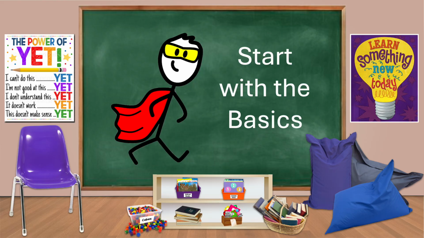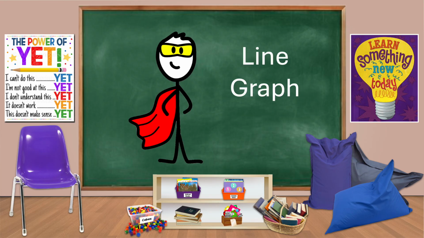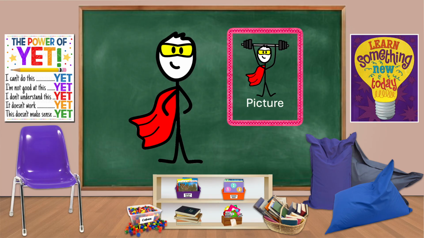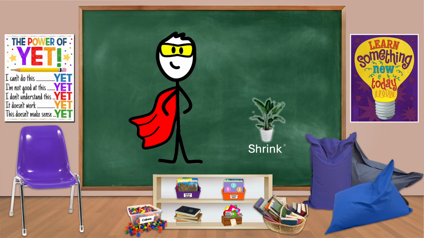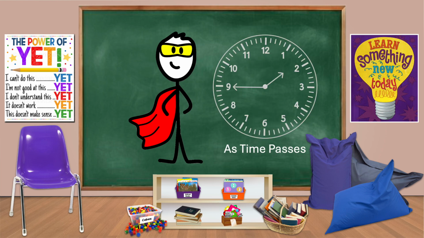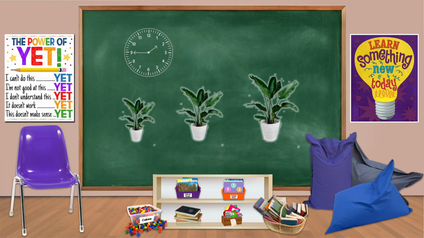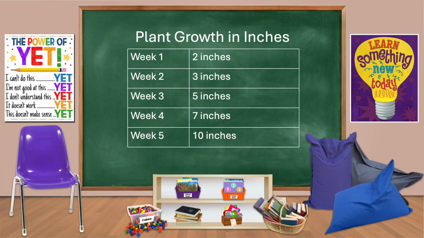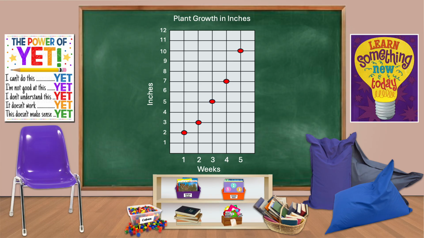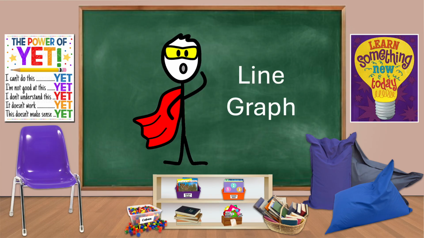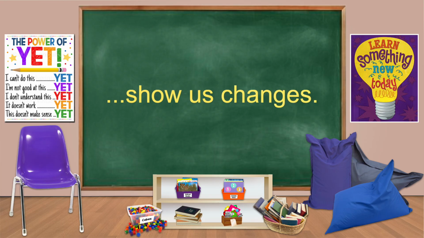Let's start with the basics. A line graph is a special kind of picture that helps us understand how things grow, shrink, or change as time passes. Imagine you have a plant, and you want to see how much it grows every week. If you write down how tall your plant is each week, and then connect those dots with lines, you have a line graph. Wow! Line graphs are great because they show us changes.